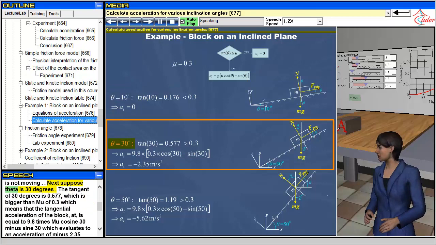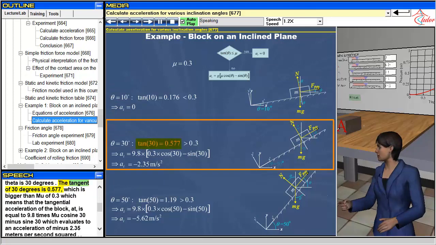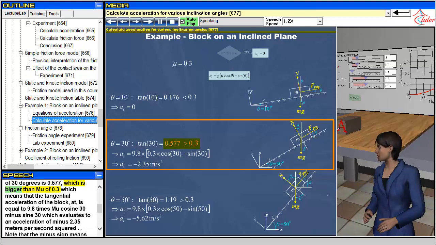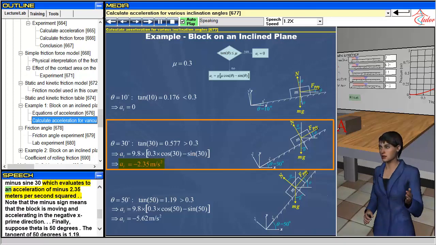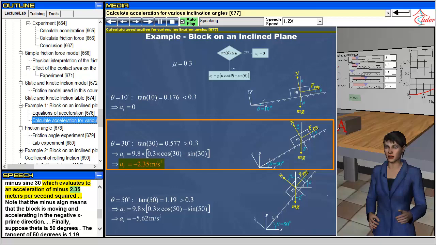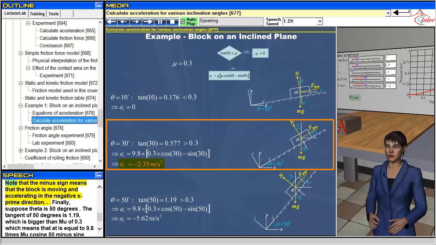Next, suppose theta is 30 degrees. The tangent of 30 degrees is 0.577, which is bigger than mu of 0.3, which means that the tangential acceleration of the block, a_t, is equal to 9.8 times mu cosine 30 minus sine 30, which evaluates to an acceleration of minus 2.35 meters per second squared. Note that the minus sign means that the block is moving and accelerating in the negative x prime direction.